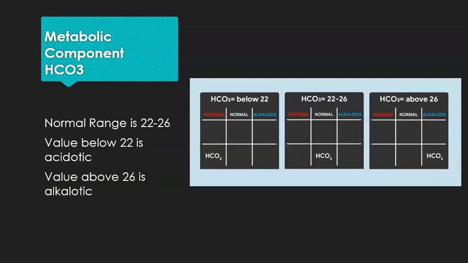Then we're going to identify the metabolic component. So this is the bicarb level, or HCO3. Normal range is 22 to 26. Any value below 22 is an acidotic value, and you would place it in the acidosis column. Any value above 26 you would place in the alkalosis column.